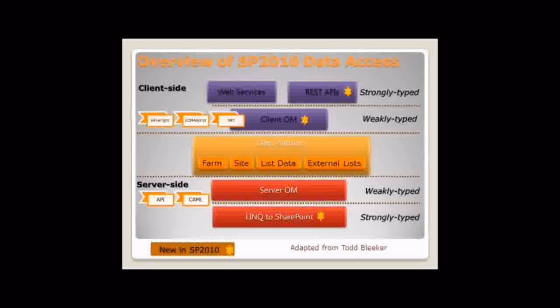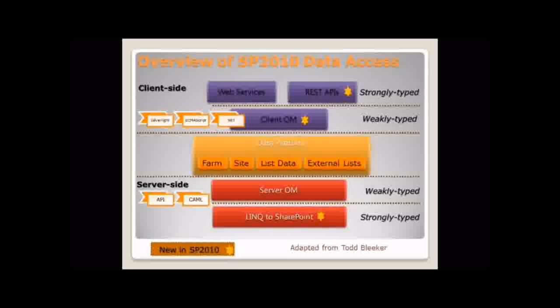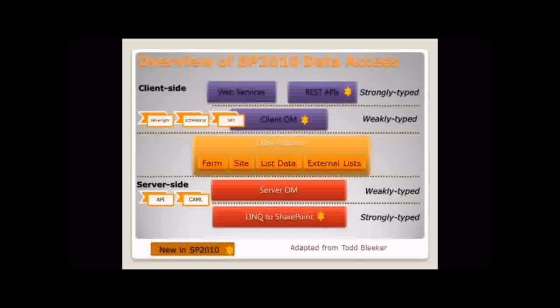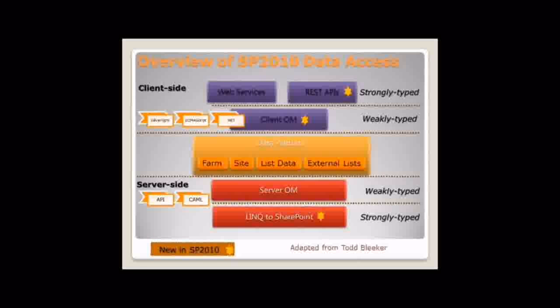The bottom part of the slide looks at your server-side access. This is when you are on the SharePoint farm already. The main area here is your server object model, and that's not new to SharePoint 2010. That was around in SharePoint 2007, and it's a very good API. You can do pretty much everything you need to from the server-side object model. However, accessing lists is extremely slow using the server-side object model.